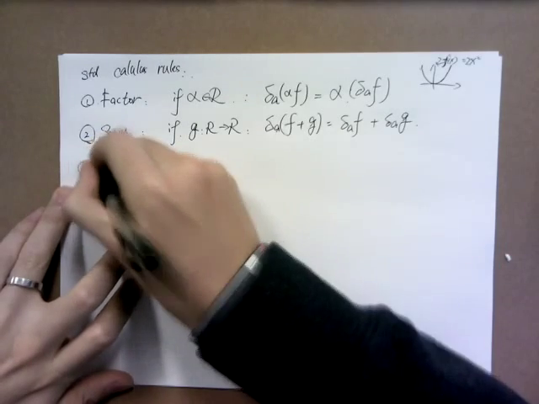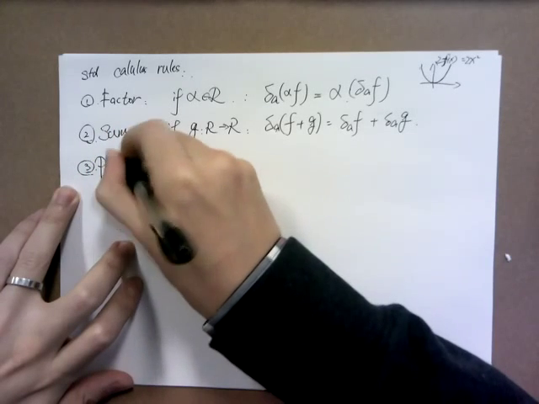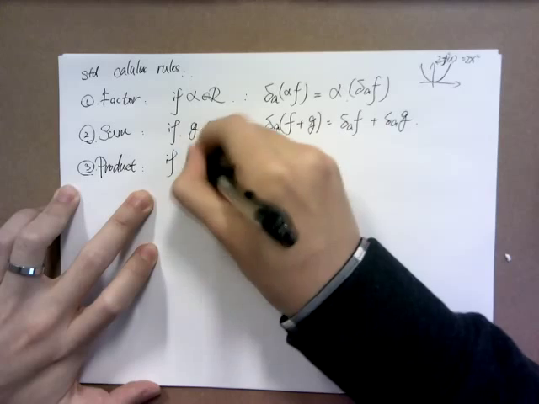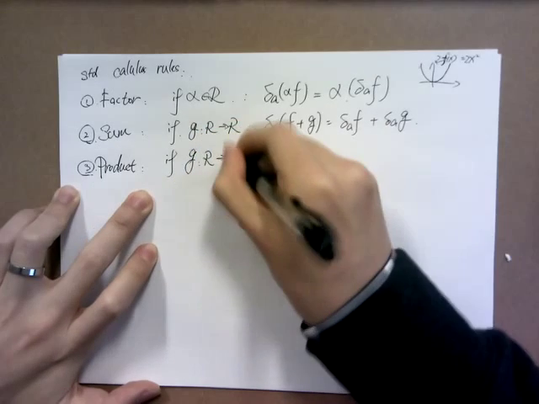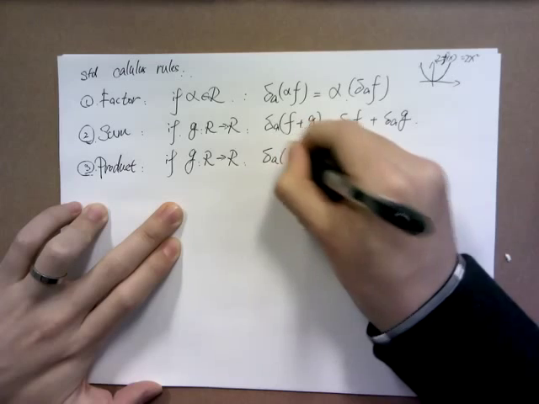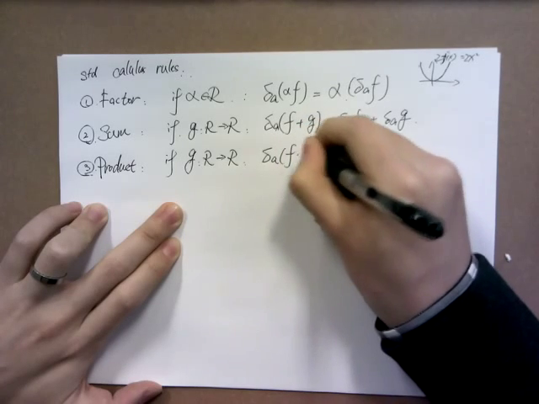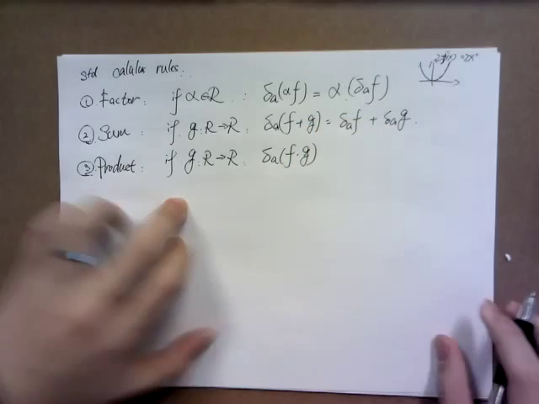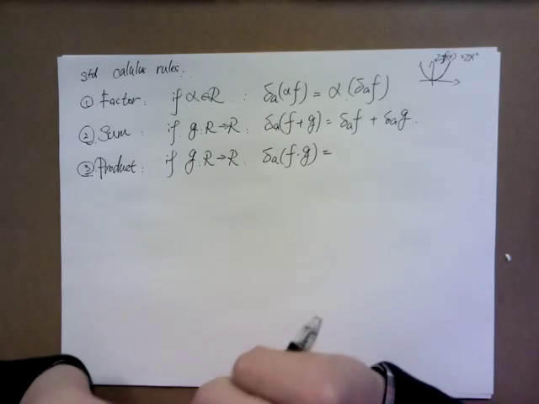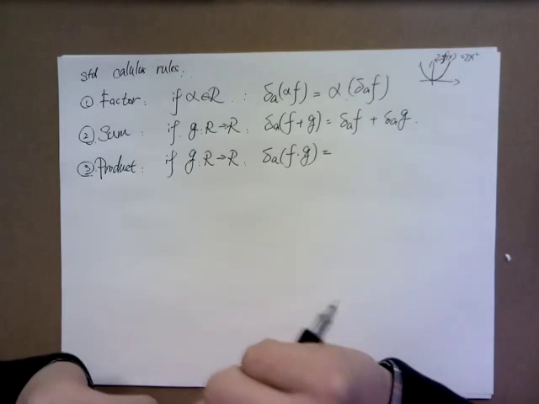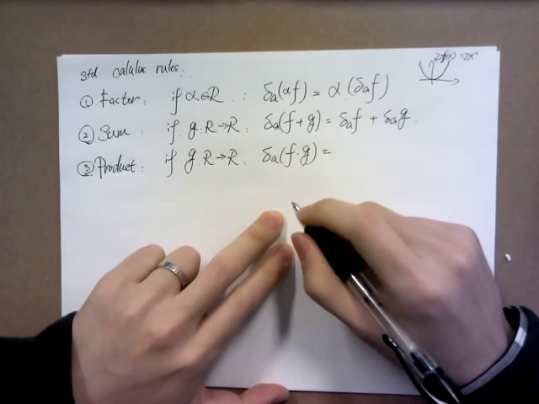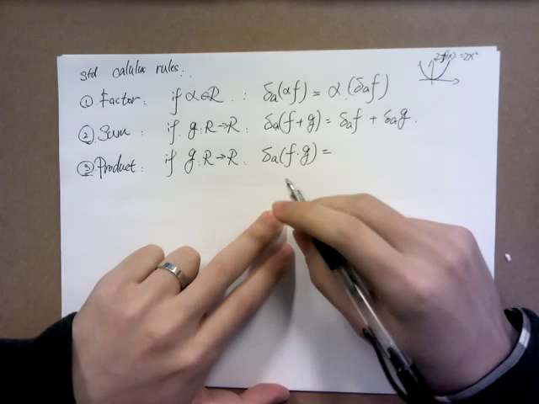And the third one is the product rule. Also, we have a function g that maps from R to R. So what is the total derivative of f multiplied by g? This is more complicated. To me, this is where calculus starts. So can anyone tell me the answer of this equation?